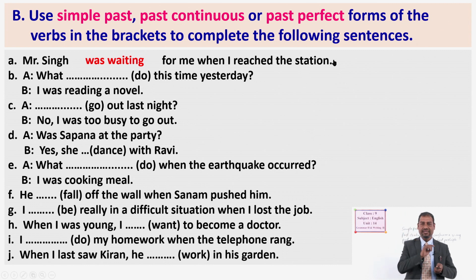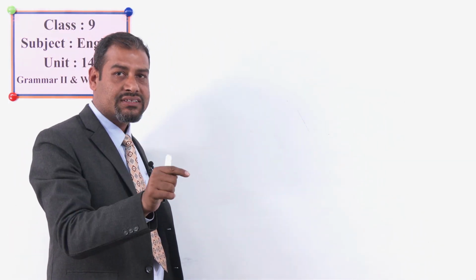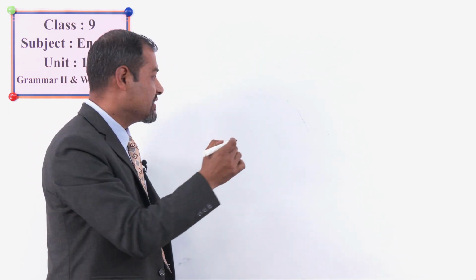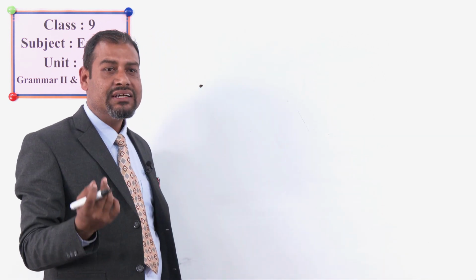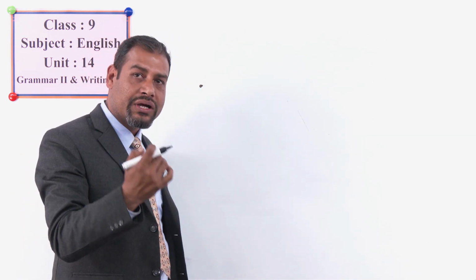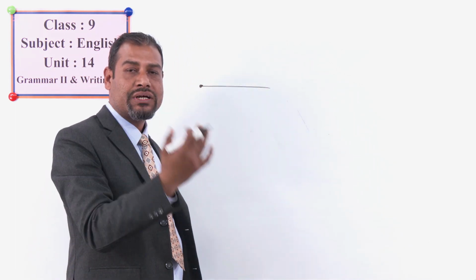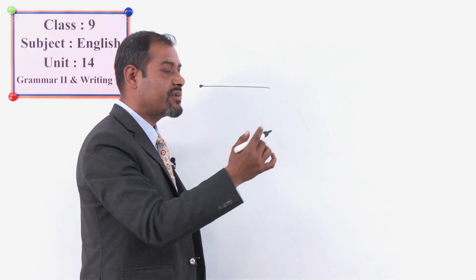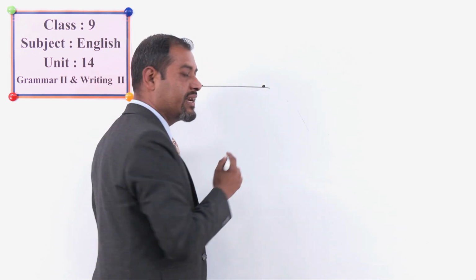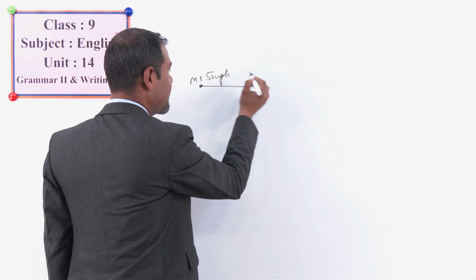Dear students, in this sentence you have to find out two situations. The first situation is that one action had already started. There was a point of starting the action. That means Mr. Singh was waiting. See, it's going on, and while he was waiting, at that time I reached there. It means another action happened. Mr. Singh is here, S-I-N-G-H, and then I reached there.